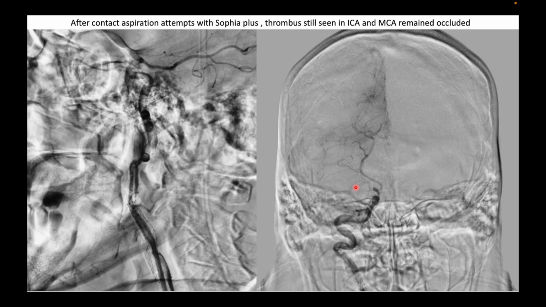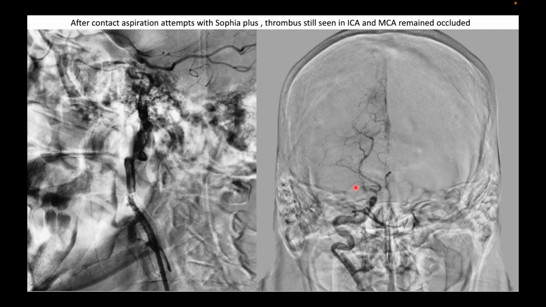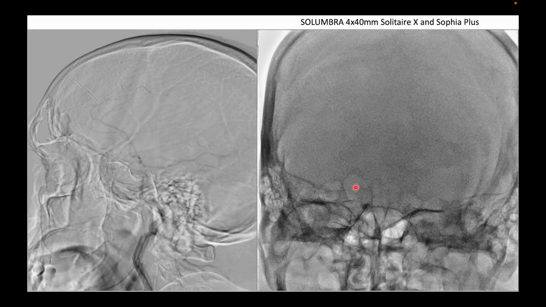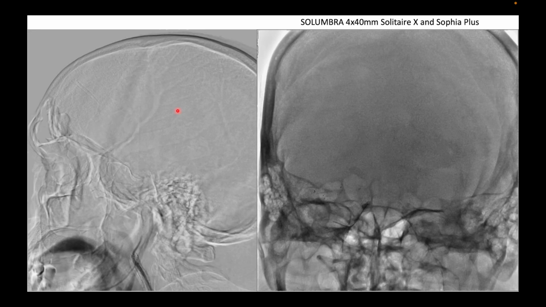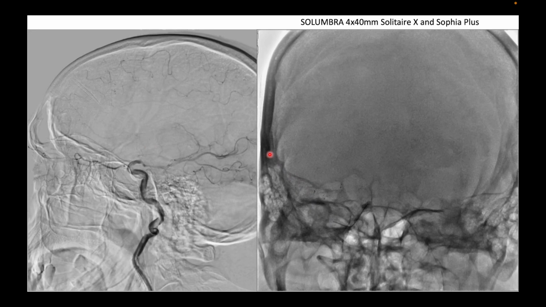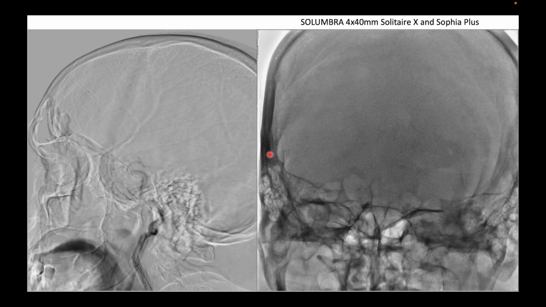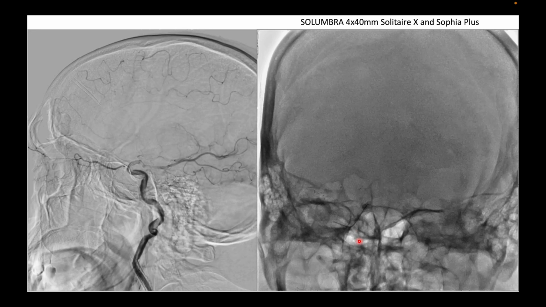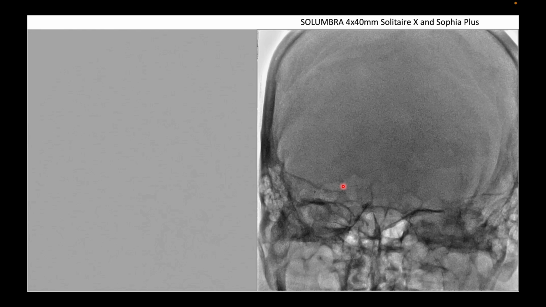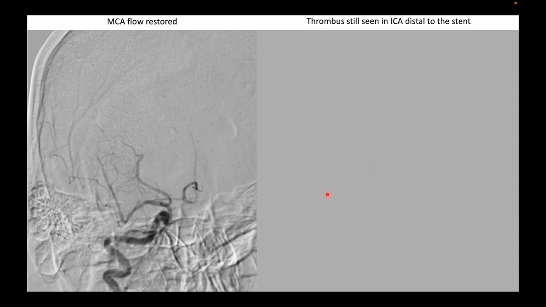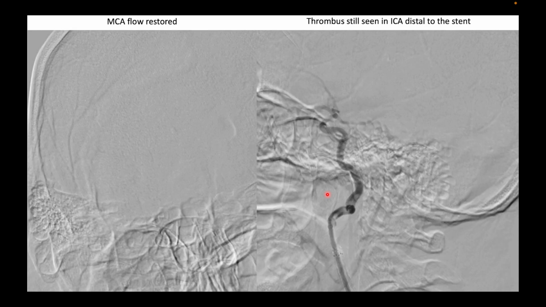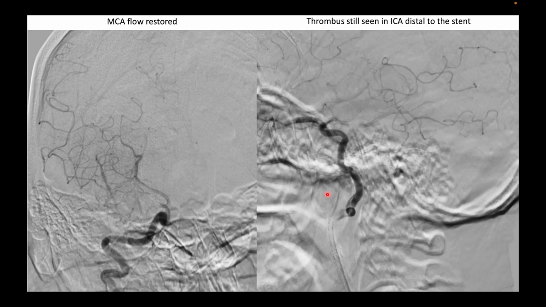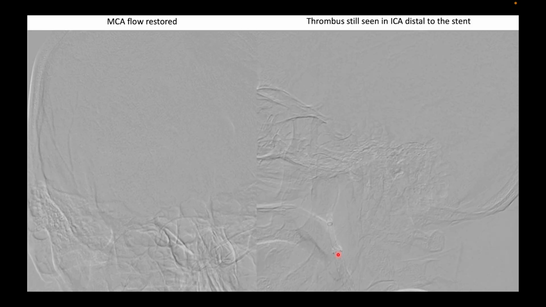So after contact aspiration attempts, it was planned to do a combined stent retriever and aspiration technique. So that's the lateral image showing the same occluded middle cerebral artery. So then Solumbra was done. You can see here the stent retriever deployed, and the injection through the aspiration catheter shows flow going across it. And after retrieving the stent retriever and the aspiration device, you can see the cerebral circulation is now patent. The flow has been established in the middle cerebral artery, but there is a lot of thrombus that can still be seen distal to the carotid stent.